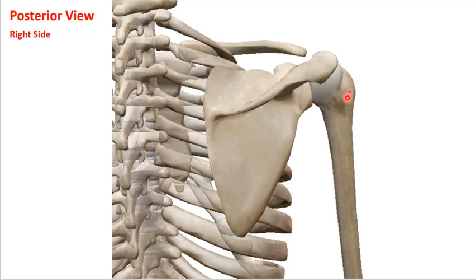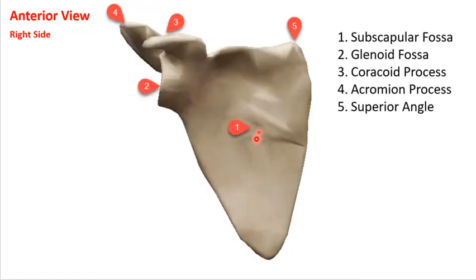And you can see it here now with the glenoid, the humerus, and the thoracic spine, and you can see it in its relation to the body. So we'll flip the scapula around. Again, superior angle. This is the subscapular fossa. This is the better view of the glenoid fossa. Here's your coracoid process and your acromion process.